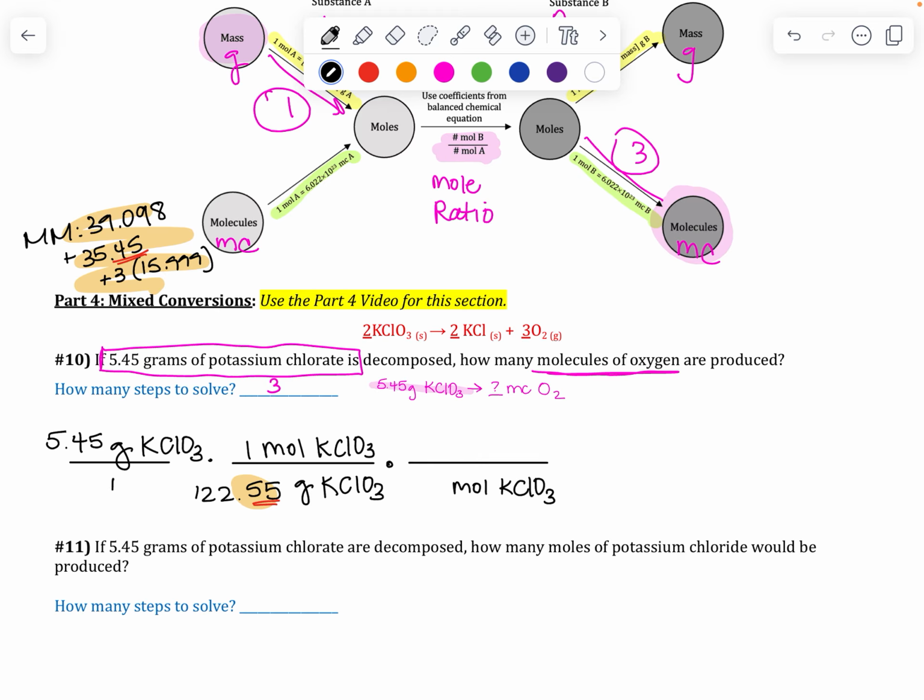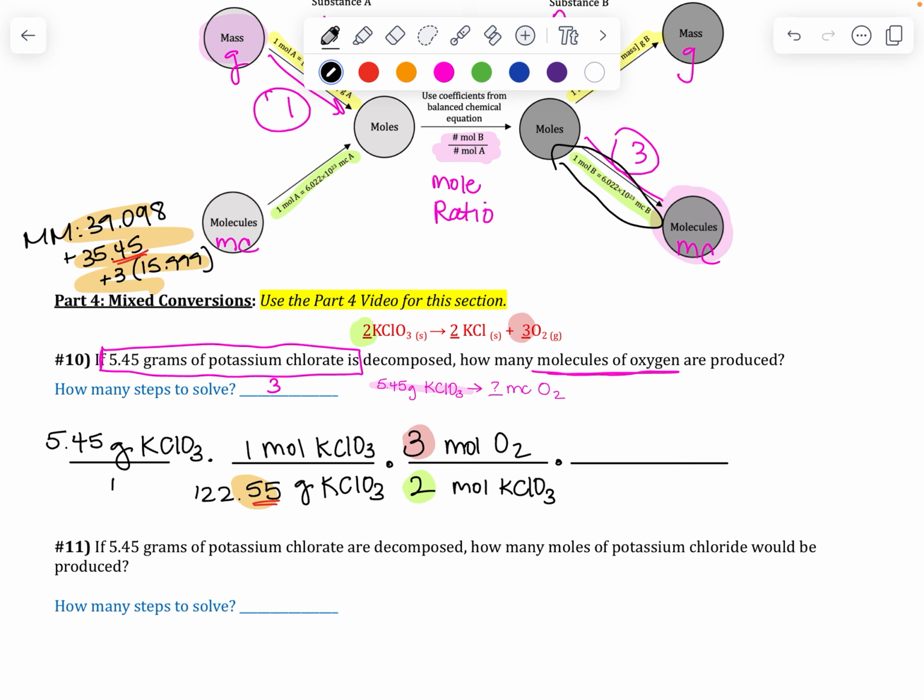I want oxygen, so I need to first go to moles of oxygen. And I can look at my reaction now to determine what that mole ratio is. So I have 3 moles of oxygen in my reaction for every 2 moles of potassium chlorate. So then we will have 3 moles of oxygen over 2 moles of KClO3. Last step then is that third conversion factor: we know that 1 mole is always 6.022 times 10 to the 23rd.